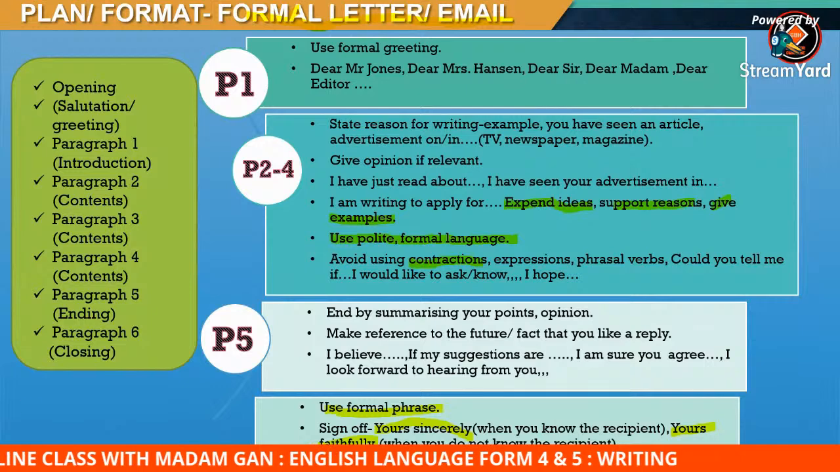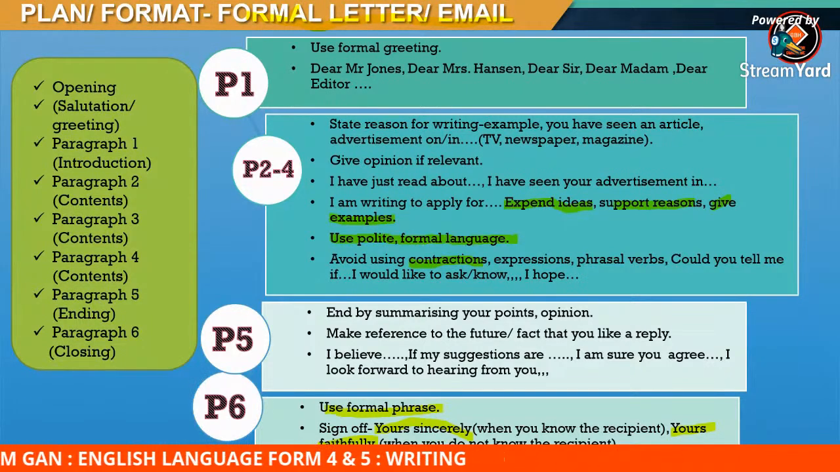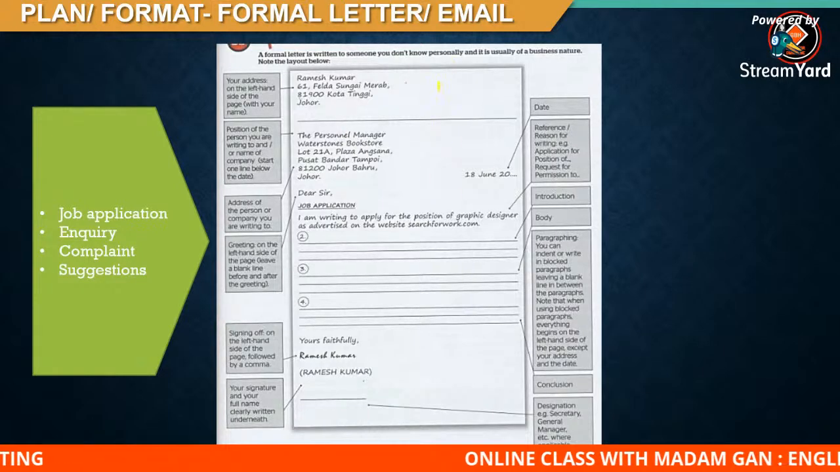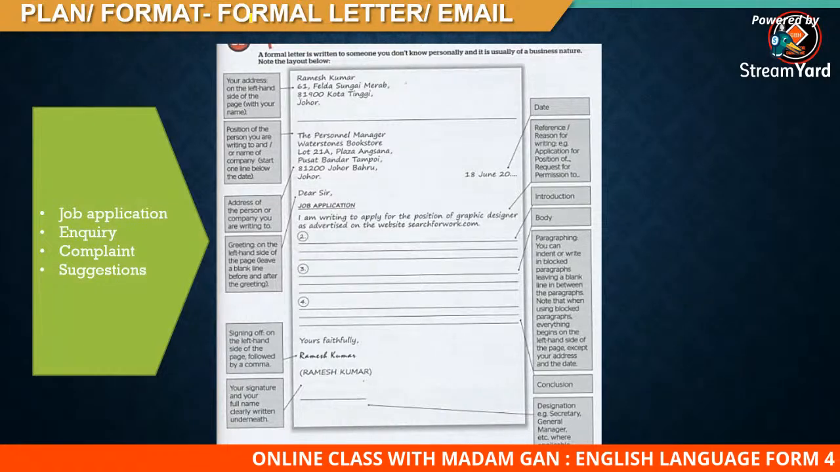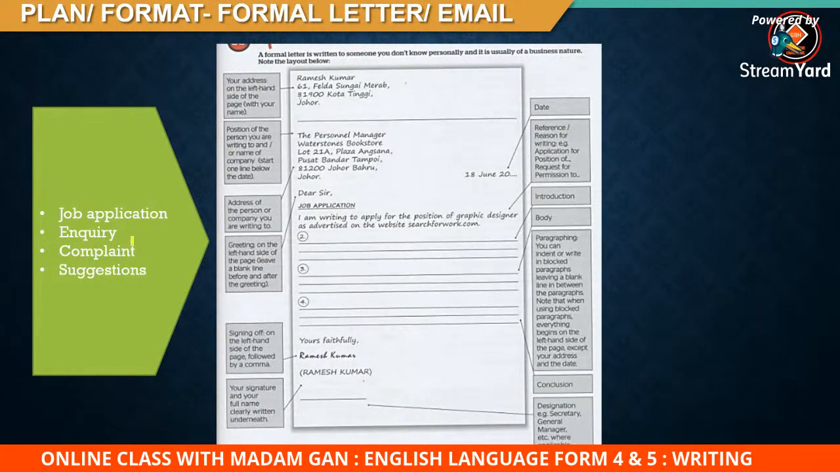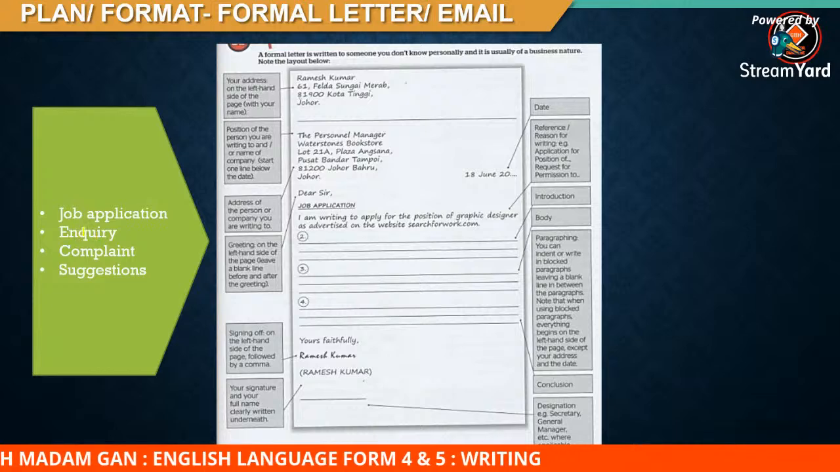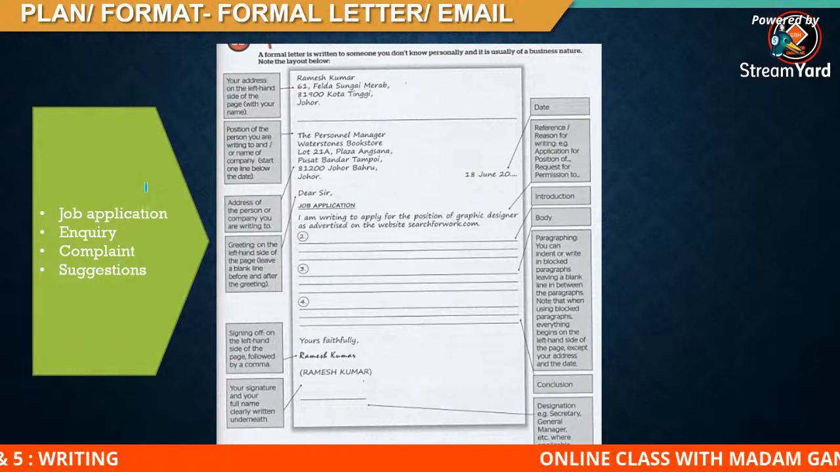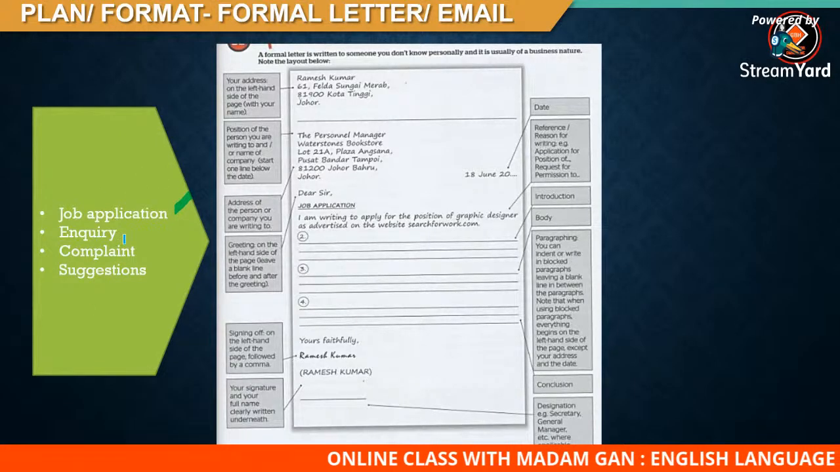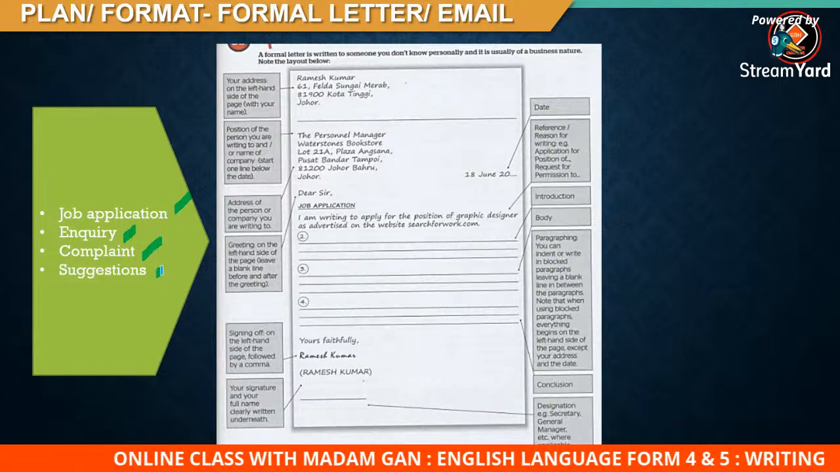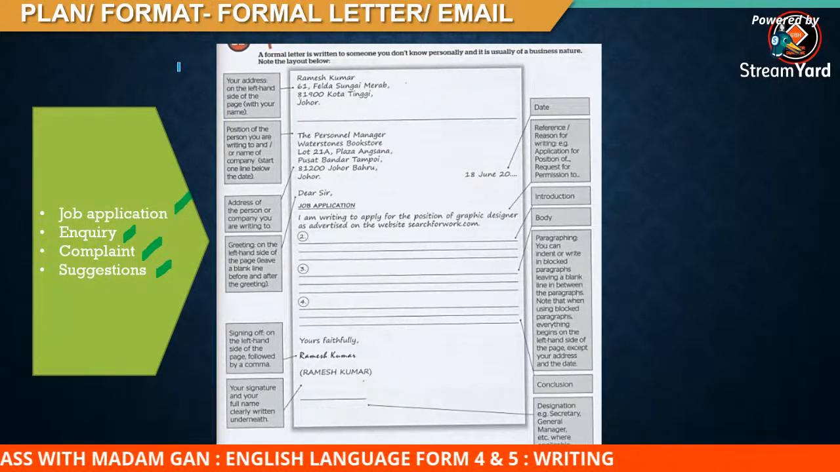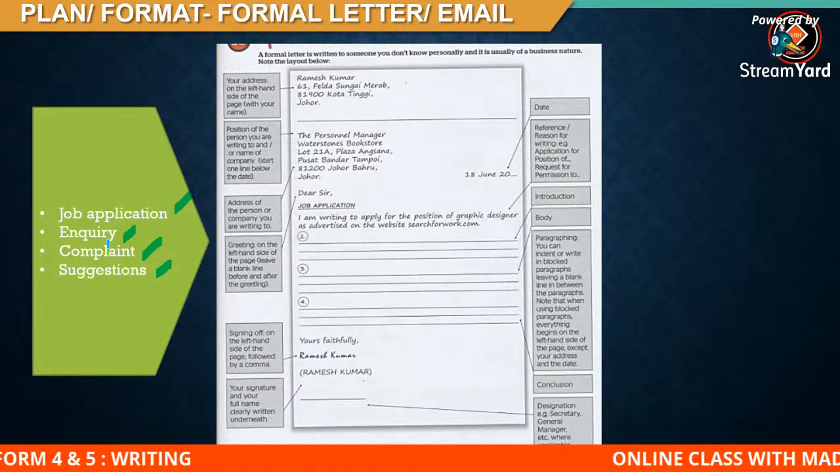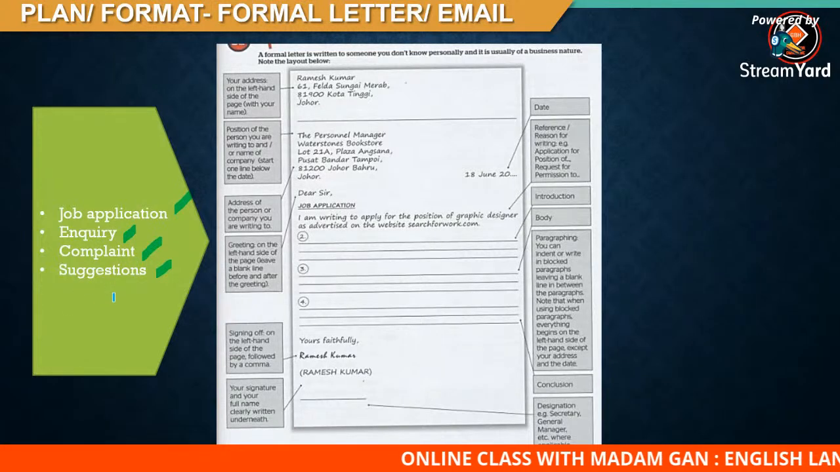Okay, so let's look at an example. This is the first one, taken from the Form 4 textbook. So, what are the types of formal letter that can be asked? So there are four. First is job application. Okay, these are the questions that can come up in your SPM examination: job application, inquiry, complaint, or suggestions. So there are four types of formal letters. They can ask you to write a letter to apply for a job, or to inquire about something, or to complain about something, or to give suggestions.